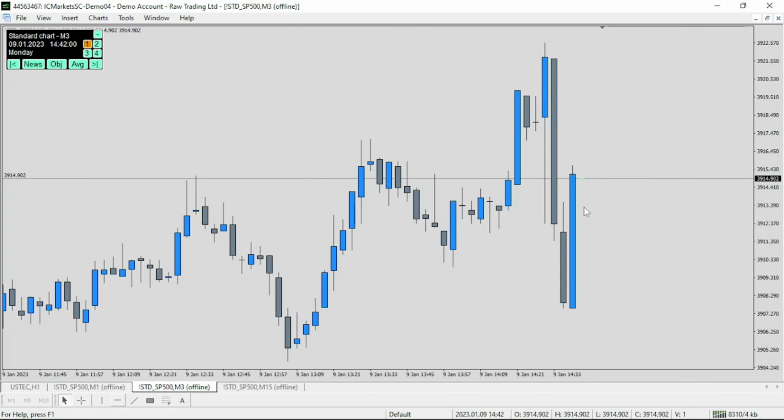You can see a lot of volatile moves, a lot of big displacements, but no fair value gap or setup formed.